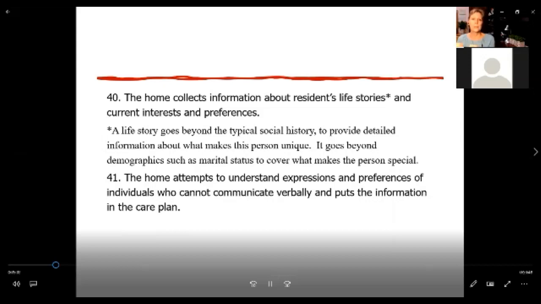In our social history, we just realized there's so much more to learn about a person. So we want to go beyond what's typically called the social history. Go for the details, everyone. Find out what makes this person very unique and go beyond demographics and find out whether they like to sit on the floor. It sounds silly, but, or what their daily pleasures are, or what a simple pleasure is, or what their pet peeves are. We could do so much more, and I've got to move on.